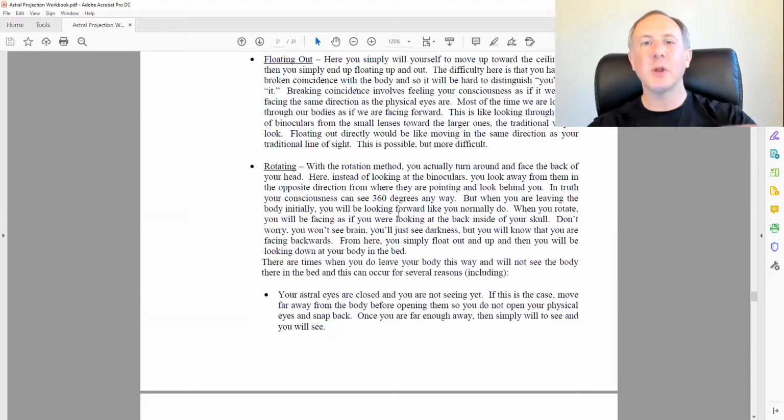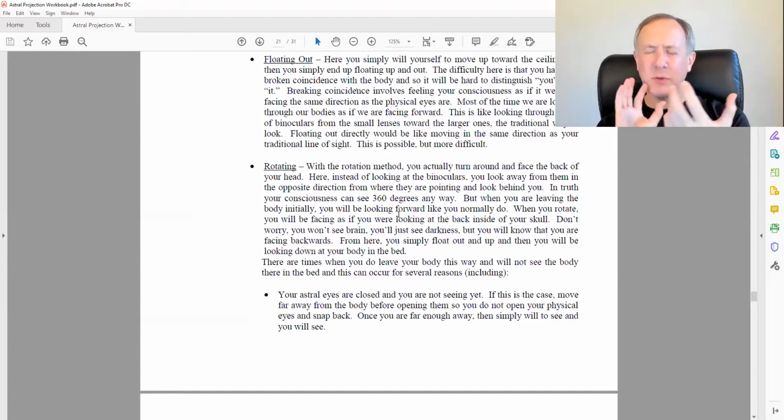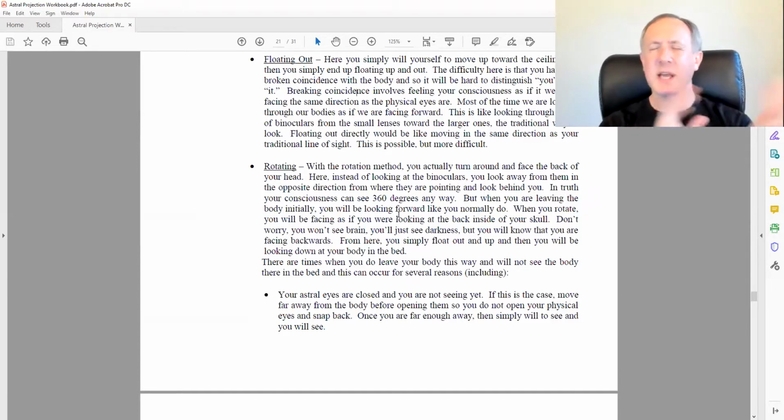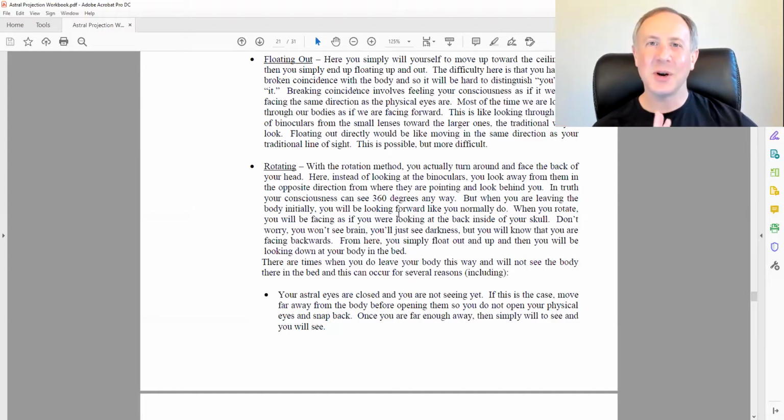Okay, so we're floating out. I'm sorry, rotating. So rotation, I prefer to rotate to the side. You literally roll to the left. Now, why to the left? Largely because the bed that I had when I was doing a lot of this, the wall was to the right. So I'm not sure. And it doesn't matter, you can float through the wall, but psychologically, it's easier to float out into empty space. So I just train myself to rotate left.